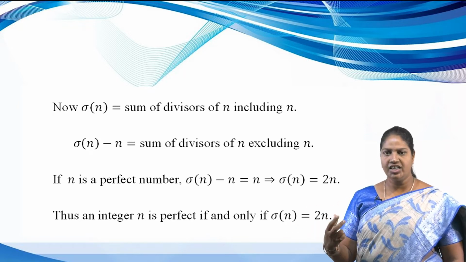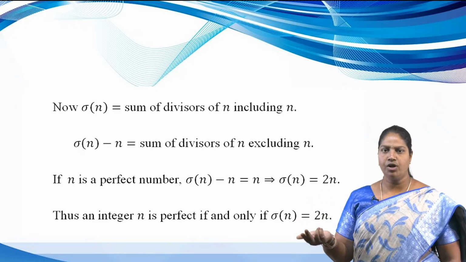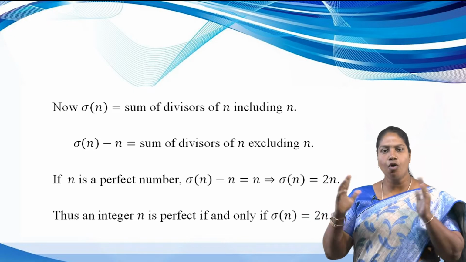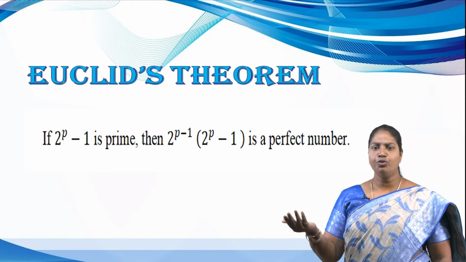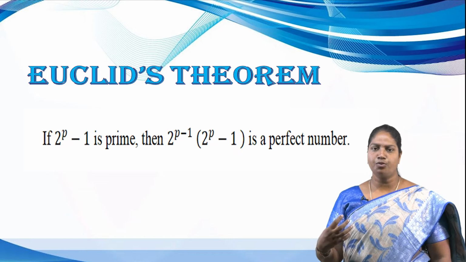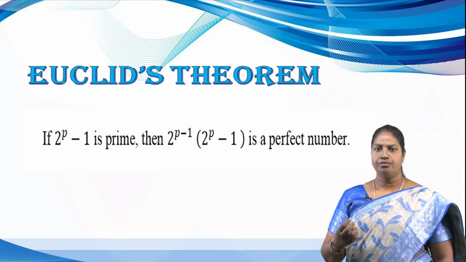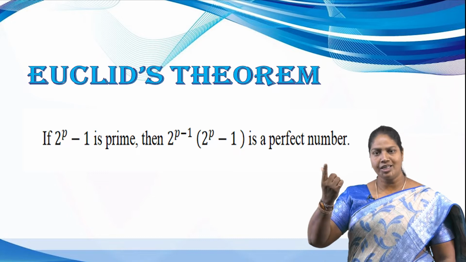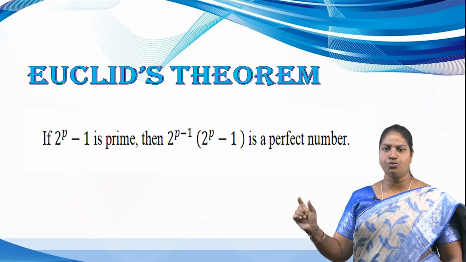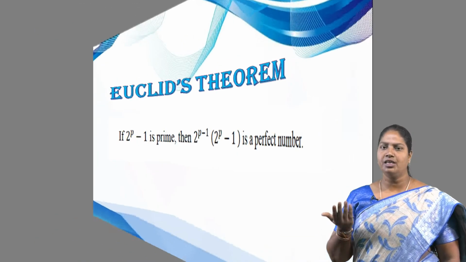That is, a positive integer, or a natural number, is perfect if and only if sigma of n, that is the sum of all the divisors of n, is equal to 2n. Now, let me give the proof of Euclid's theorem, which deals with the generation of perfect numbers. If 2 power p minus 1 is prime, then 2 power p minus 1 into 2 power p minus 1, the product of the numbers, is a perfect number. Let me explain the proof.